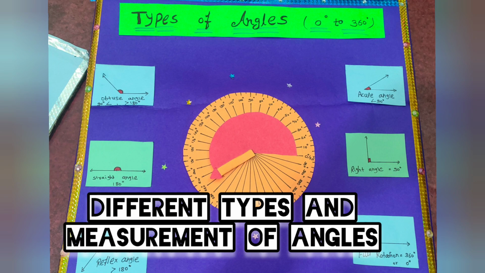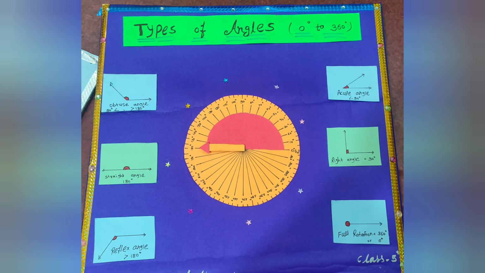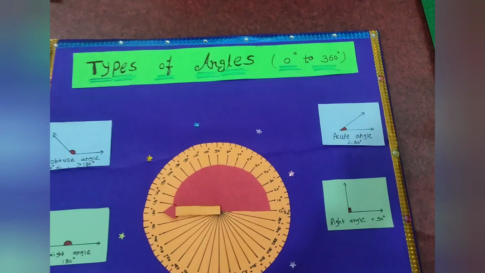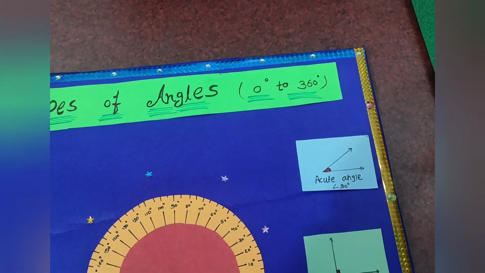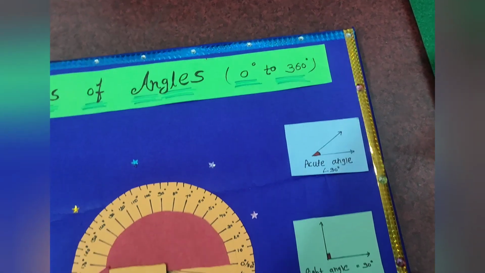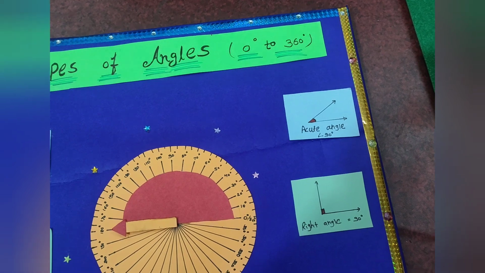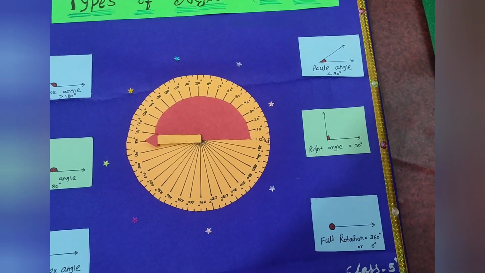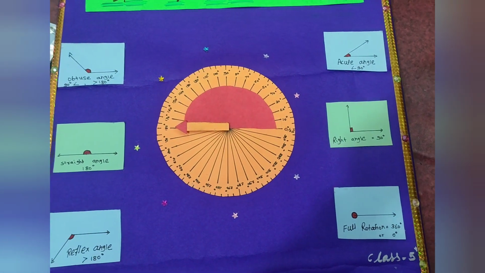This TLM we can use to understand different types of angles and different degrees of angles. Like you can see, in one angle it is showing less than 90 degrees, so it is an acute angle. In the next one it is 90 degrees, so it is called a right angle. The third one is a complete angle; after complete rotation, it is a full 360 degree angle.